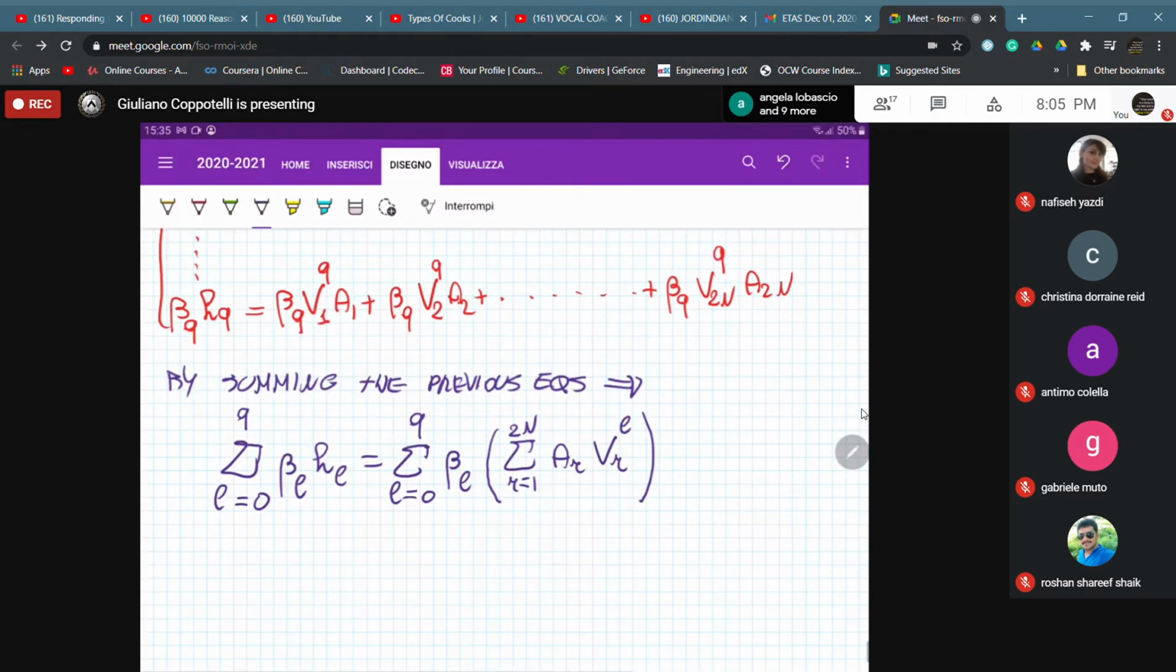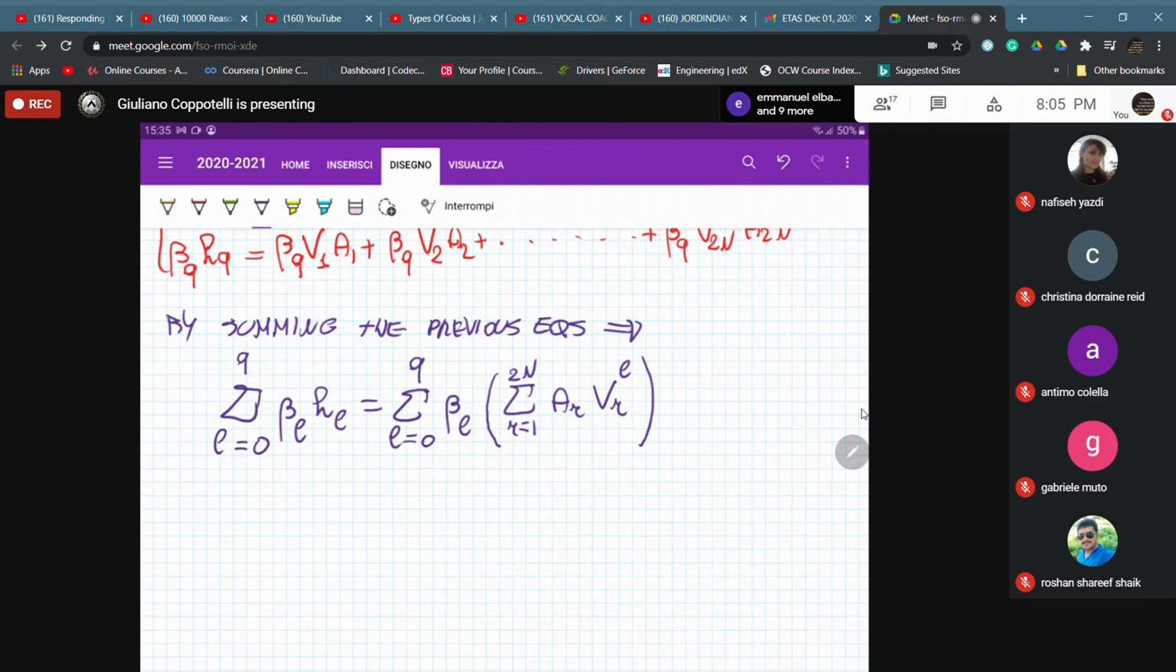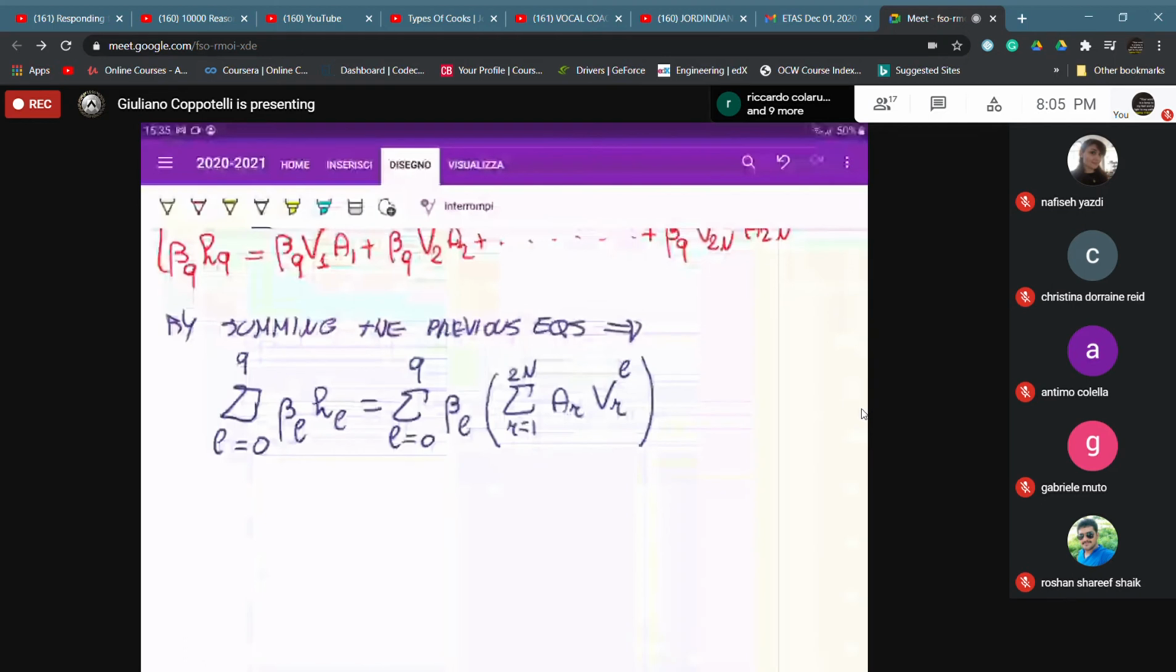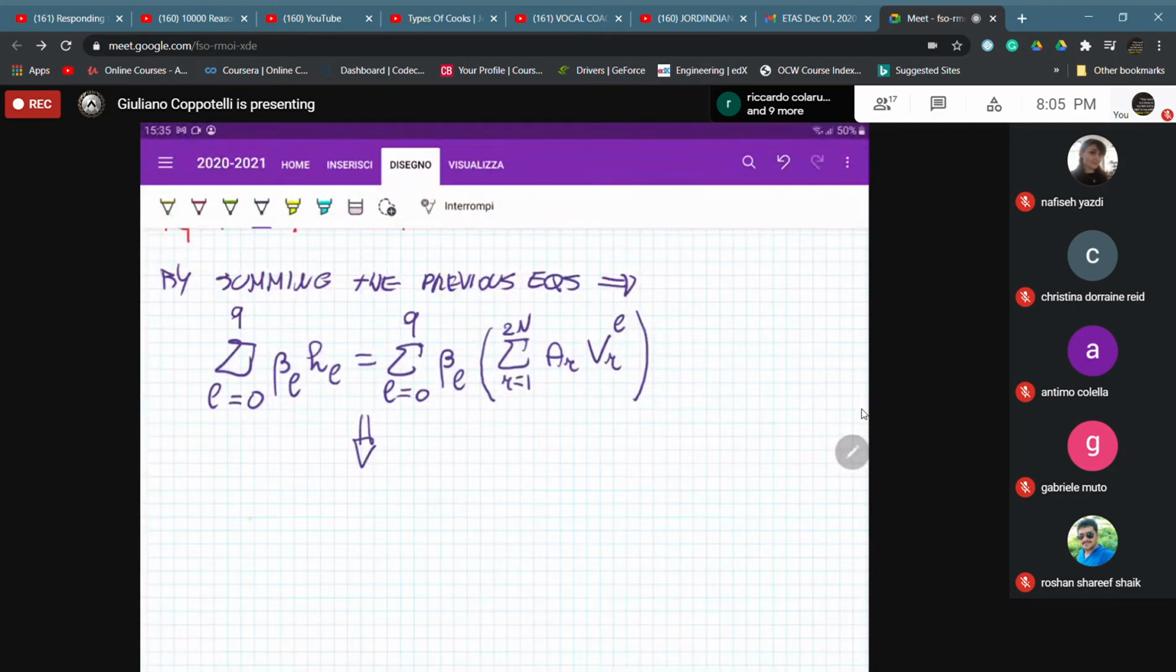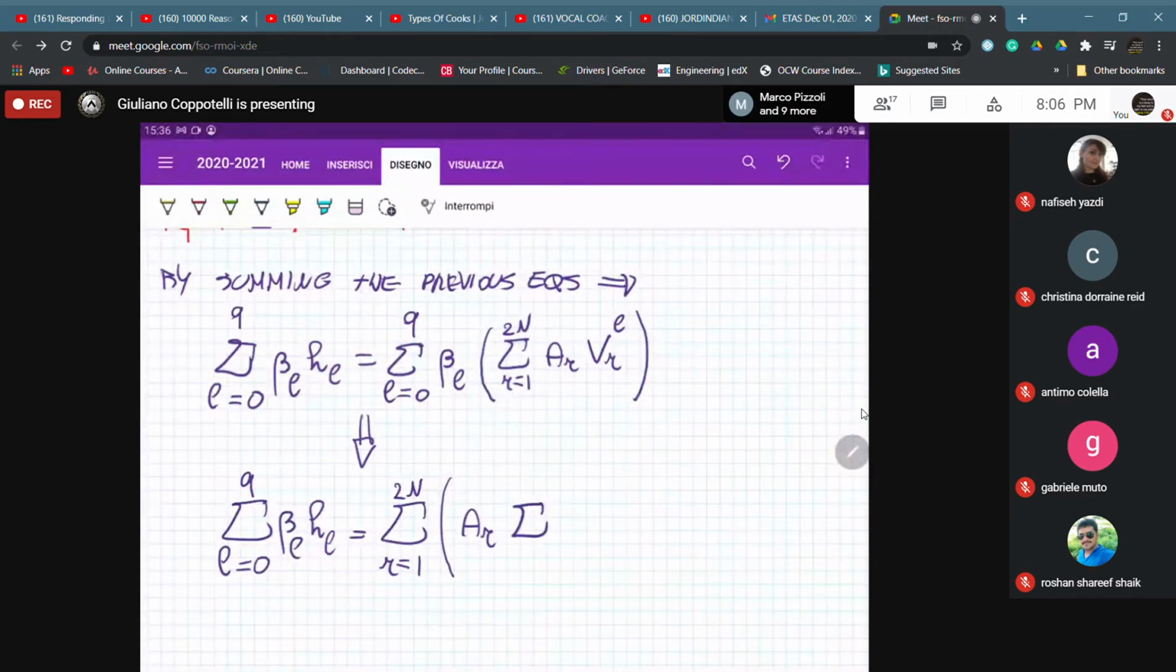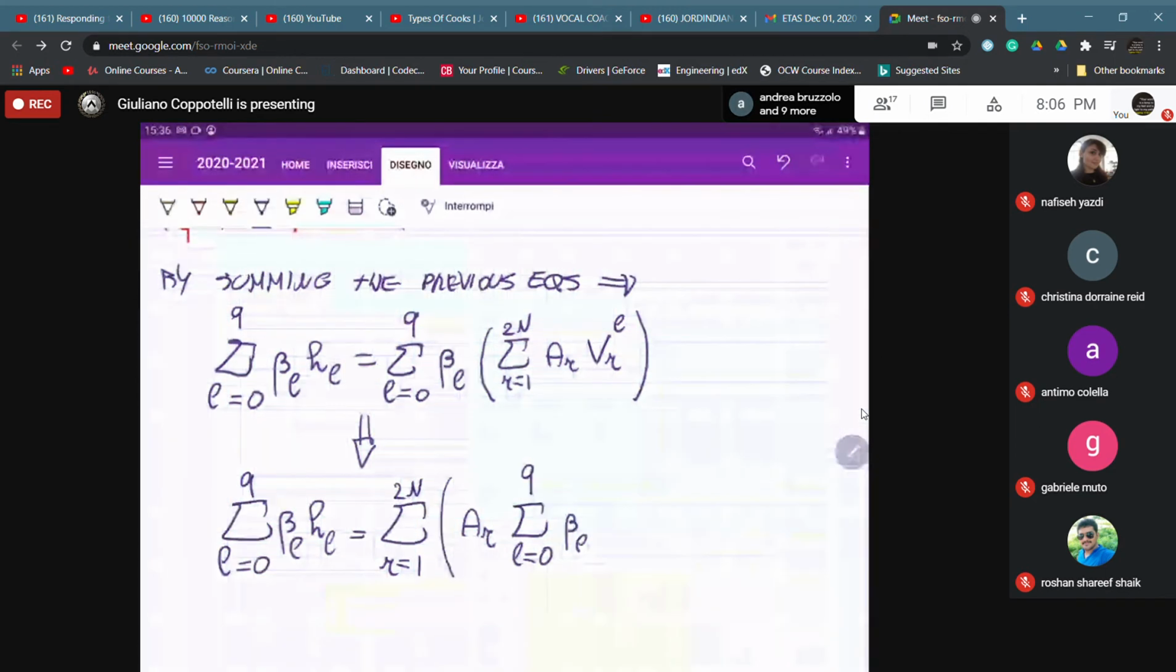Okay. Please consider that this could be rewritten taking into account that on the right hand side, the two summation indexes are independent of each other, and therefore we can rewrite this equation as summation from L that goes from 0 to Q of B_L H_L, that is equal to summation from R that goes from 1 to 2n of A_R, and then summation L goes from 0 to Q of beta_L V_R^L.